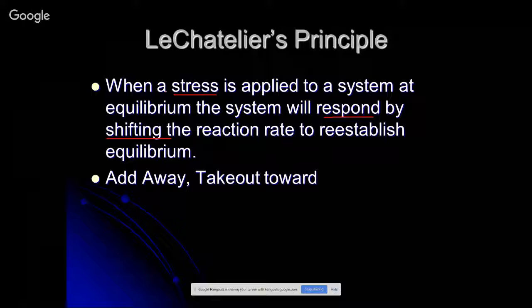I'll give you a second to jot that down as I talk through it again. The idea is we have an equilibrium, like A going to B. That's our equilibrium. If we apply a stress, the system responds so that we get back to equilibrium, because we've offset it some way and it doesn't like to be bothered. So we have to allow it to respond to go back to equilibrium.